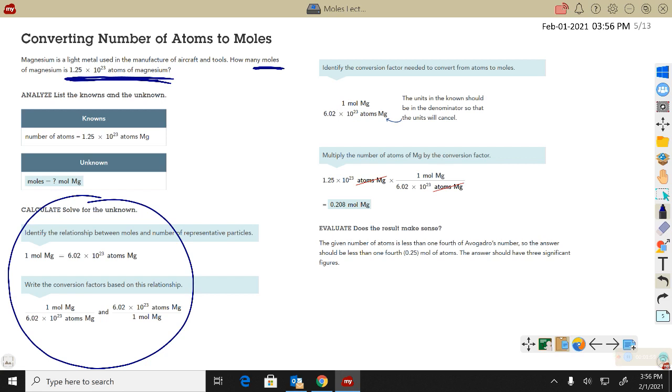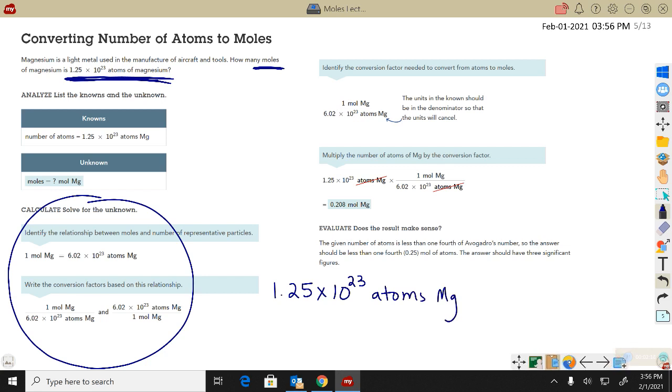I start with the number I'm given. I've been given 1.25 times 10 to the 23rd, and you must put a unit in. This is atoms. And I mean, we could put magnesium in as well. It's atoms of magnesium. But your numbers need a unit. What is this quantity? Oh, it's a bunch of atoms of magnesium.